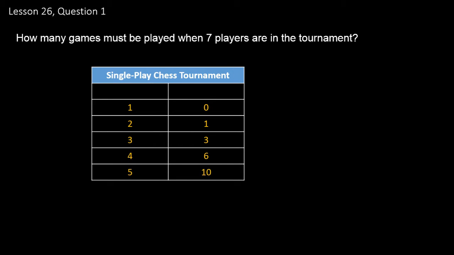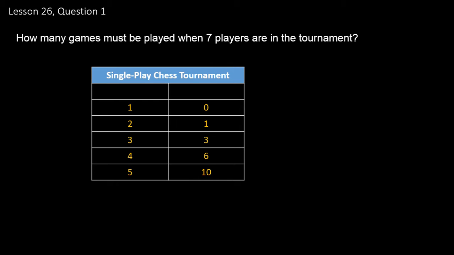Let's talk about Project 6, Lesson 26. So, we're given the information that Ronnie is scheduling a chess tournament in which each player plays every other player once. And he creates a table and finds that each new player adds more games to the tournament, and this forms an arithmetic sequence. So we're going to answer these Lesson 26 questions based on that chess tournament.